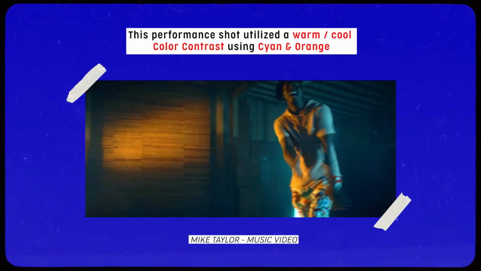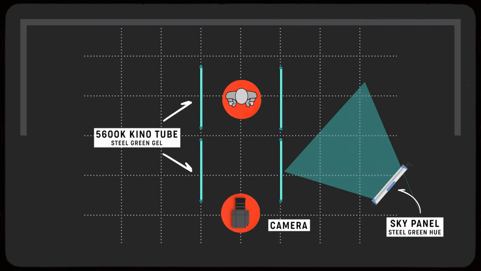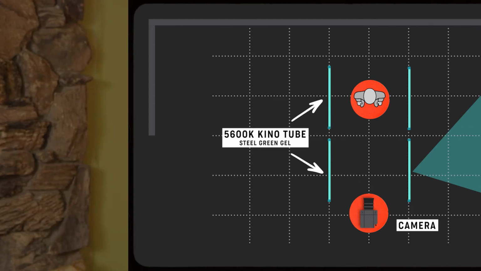An example of color contrast used in music videos. Jake and I did a video for this artist, Mike Taylor, and the song's called Electric Church. In one of the performance shots, we took Kino tubes, four-foot, and wrapped them in steel green. And then we also took a source off frame, a Sky Panel, matched its hue and saturation to steel green as well, and that sort of ended up keying him.